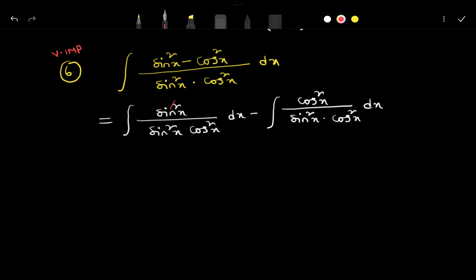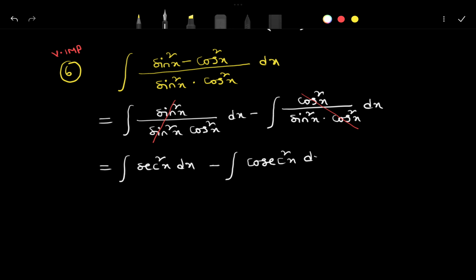Sine square x is the common, and in the second one cos square x is the common. So after that, 1 by cos square x will be the integration of secant square x dx. Okay, and the next one will be minus integration of 1 by sine square x, which equals cosecant square x dx.